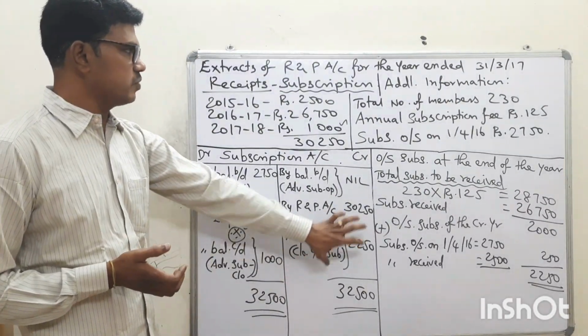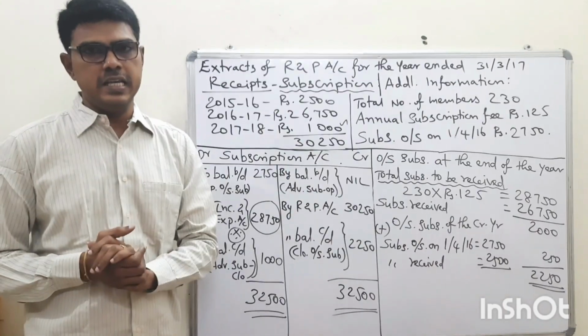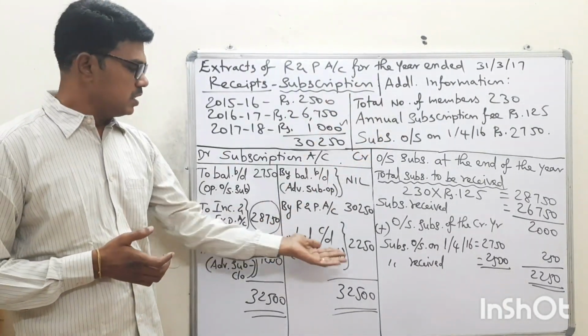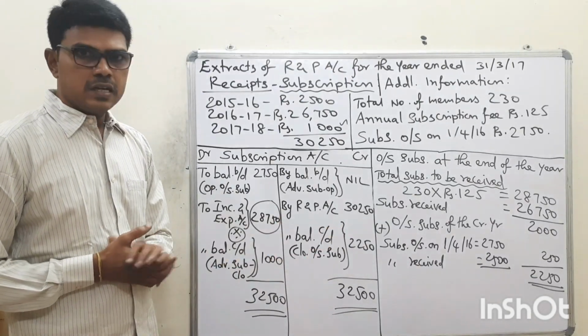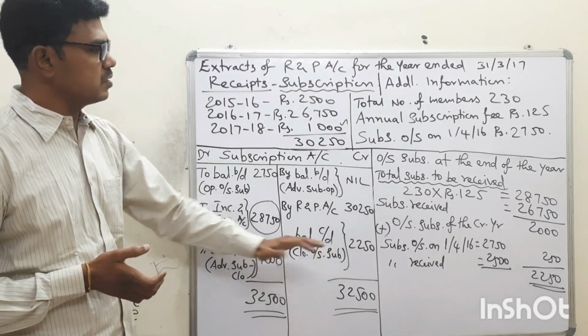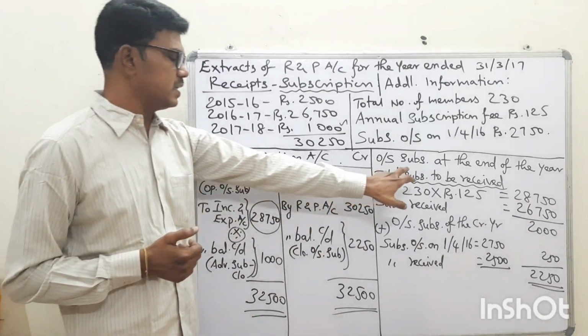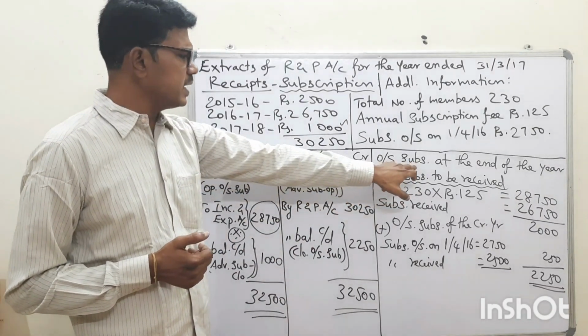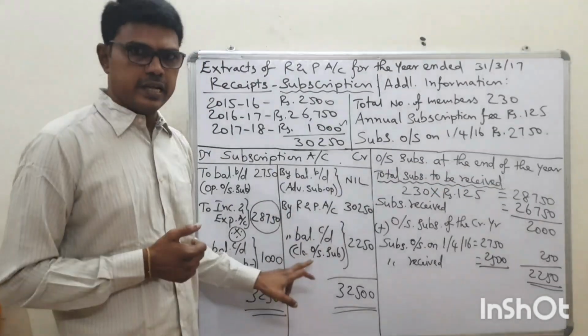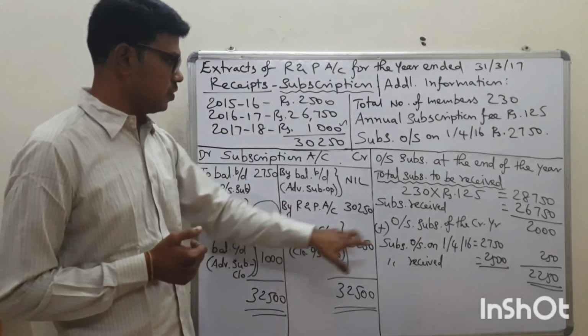How to calculate this value? This value is not given here directly. From the particulars given, we should identify which amount will reflect in the closing outstanding subscription, right? Under the closing outstanding subscription, we are going to calculate it here. Outstanding subscription at the end of the year, right? This is opening, this is closing.